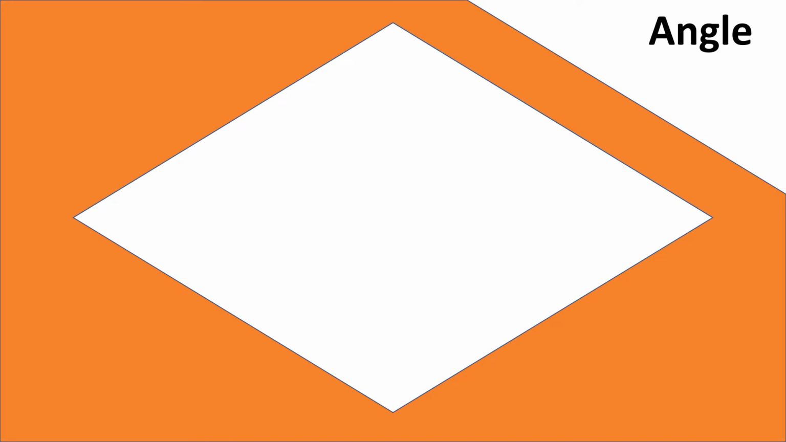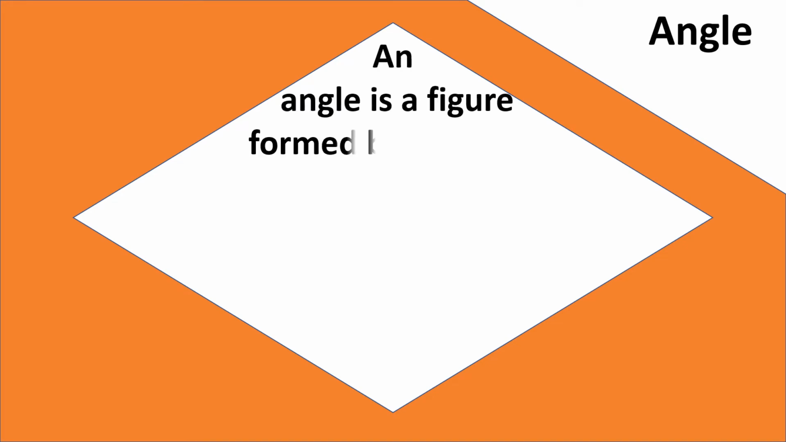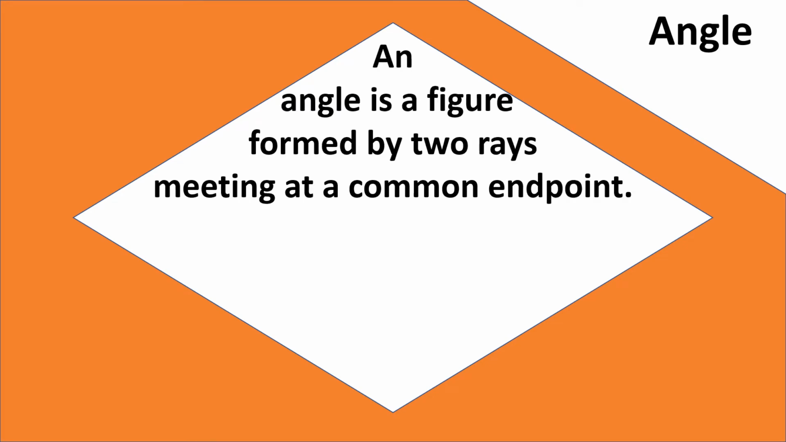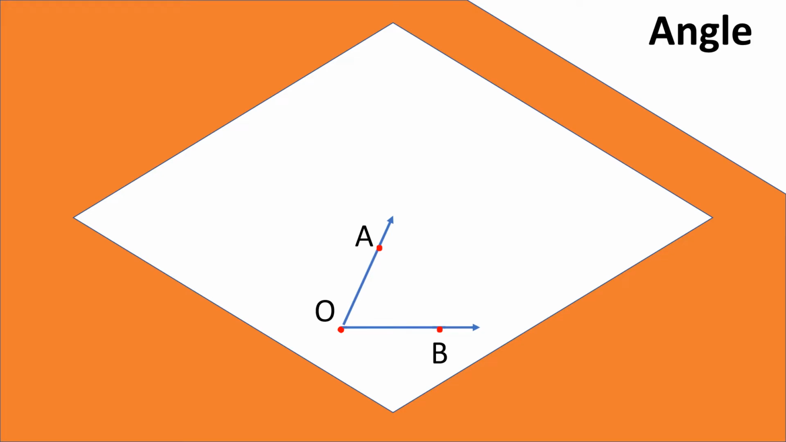Therefore, we can say that an angle is a figure formed by two rays meeting at a common endpoint. Like this. It is a common point and there are two rays OA and OB, and here is an angle. Now just observe this angle again. Two rays and a common point O where an angle is formed.